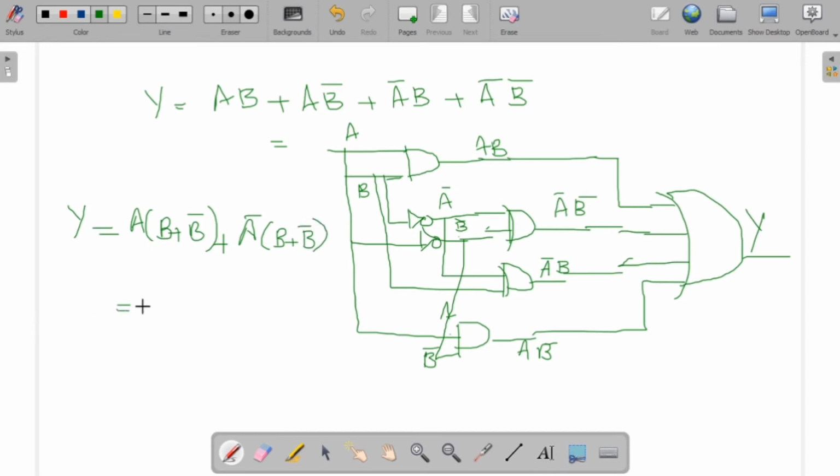So this is nothing but A into 1 plus, because B plus B bar is 1, A plus A bar. So what is the value? This is equal to 1. So what is the equation? Y is equal to 1. So you need a single line, that is having input always 1, a positive voltage signal or a 1 signal is enough. This is the circuit, no need of any gates, and you can realize this.